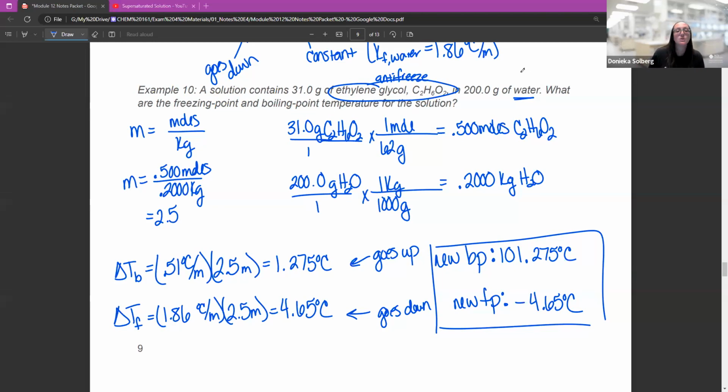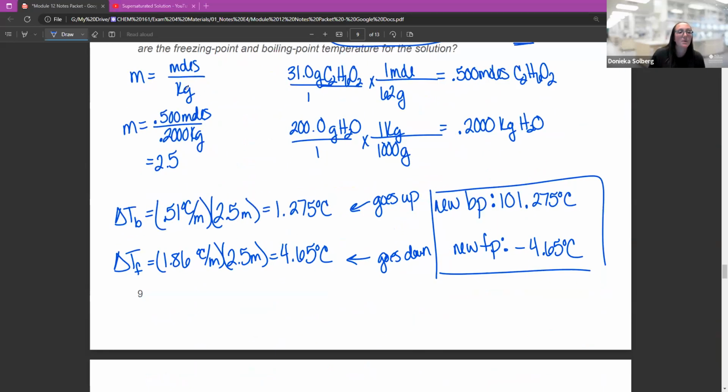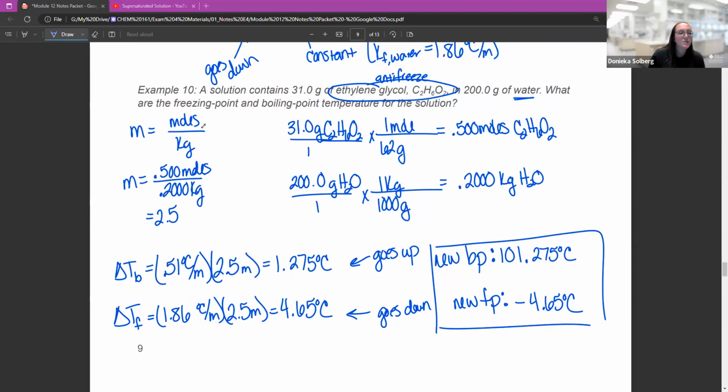Okay, so to figure out our new freezing and boiling points, we need to do the molality because that's in both of my calculations, right? Molality is moles per kilogram. So I need to find my moles. I did 31 grams of ethylene glycol, converted to moles is 0.5 moles. I converted my 200 grams of water to kilograms, which is 0.2. So it's 0.5 over 0.2. So the molality is 2.5.